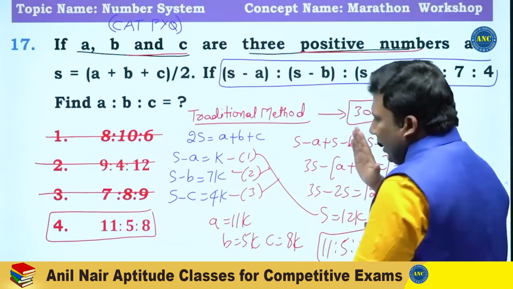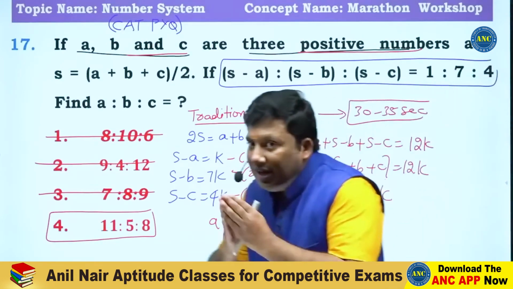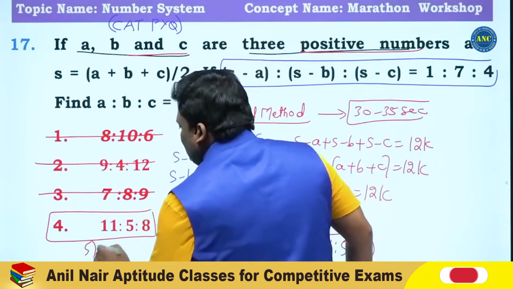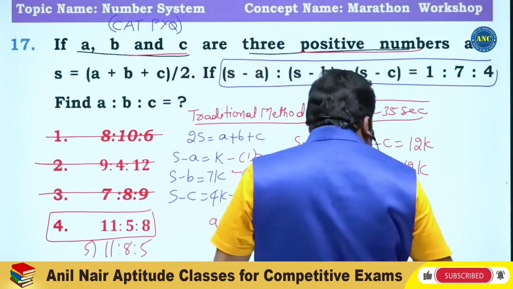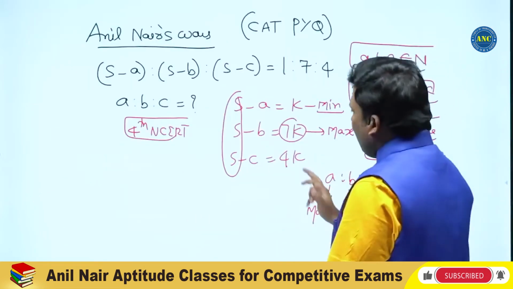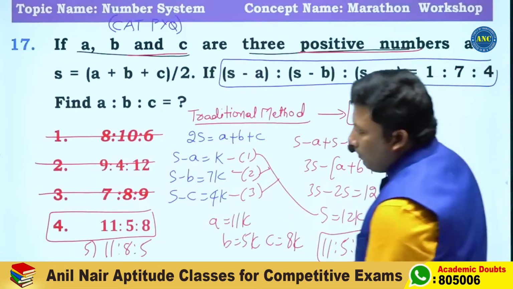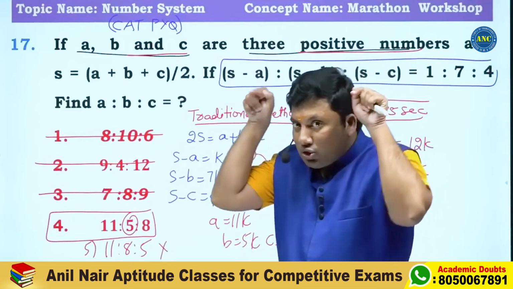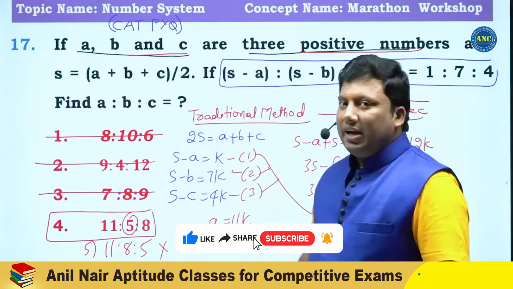I hope the idea is clear. Answer is 11 is to 5 is to 8. Hey Anil sir, what if A is maximum in 2 options? Suppose 11 is to 8 is to 5 is there. What is the next condition that I told you? Next condition is B should be minimum. B is not minimum. The idea is to give a direction to the way that you solve it. I hope this idea is clear.